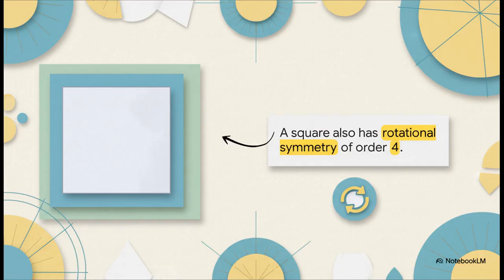And let's go back to our good old friend, the square. It not only has line symmetry, but it also passes the spinning test with flying colors. If you spin it 90 degrees, or 180 degrees, or 270 degrees around its center, it looks identical every single time. And since it looks the same in 4 different positions during one full spin, we say it has a rotational symmetry of order 4.